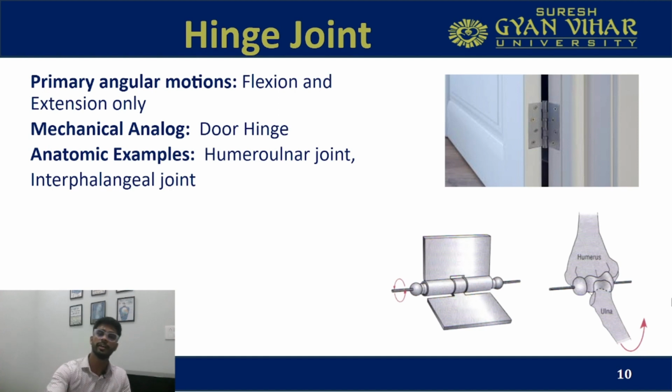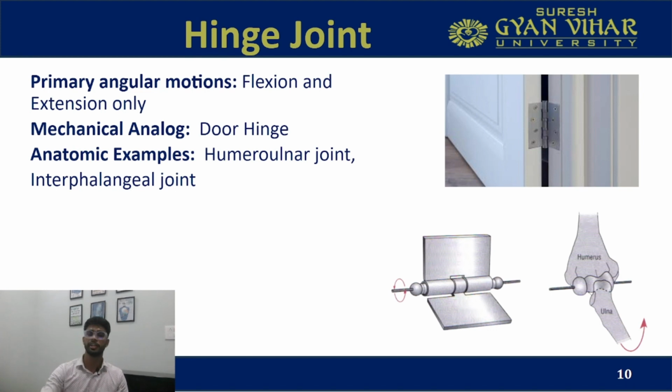As you can see here in the diagram also, this is the hinge of the door. In the same way, this is your humeroulnar joint, which is allowing uniplanar movement. Your door hinge also allows only one plane of movement, and in the same way this is also allowing one plane of movement, which is flexion and extension occurring in the sagittal plane. And this is the interphalangeal joint. Here flexion and extension are also seen, like this is the flexion and extension which is occurring in the sagittal plane.